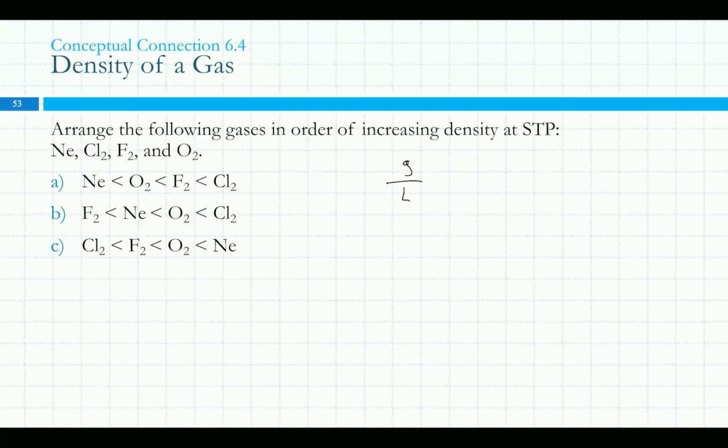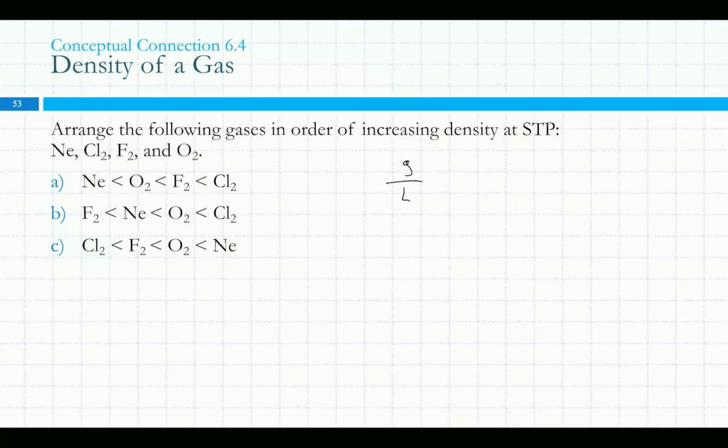So arrange the following gases in order of increasing density at STP. I think there's an assumption here that's implied that we have the same number of moles of each type of gas. Although, technically, if we had more moles or less moles, it would take up larger volume, so density stays the same. But it's a little bit easier to think about it if we think about them being the same number of moles.